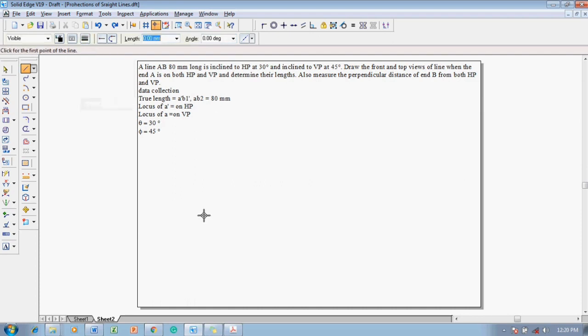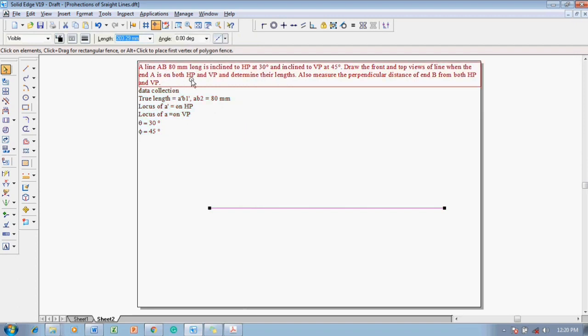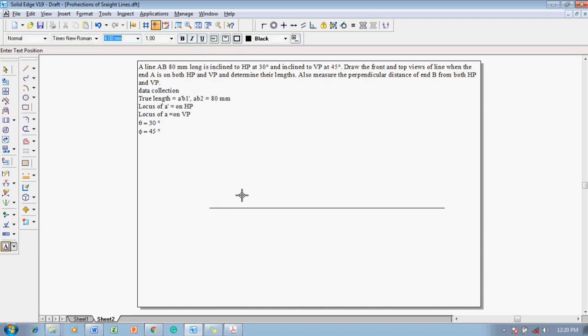command with a thickness of 0.13. Let us draw an XY line, and then after drawing an XY line, let us not draw the two locuses of A dash and A, because the XY line itself is going to act as a locus because the end A is on both HP and VP. Next, using the text command, let us mark that point. Let me call this A dash, and at the bottom let me call this A.